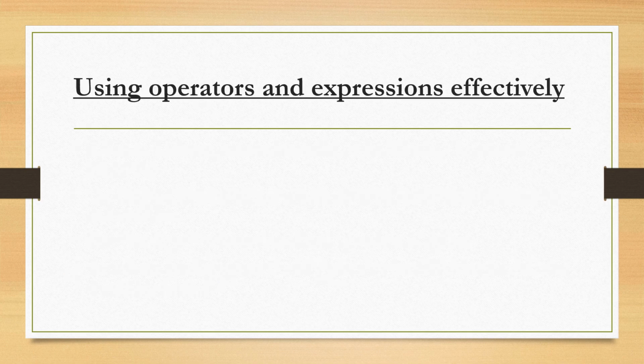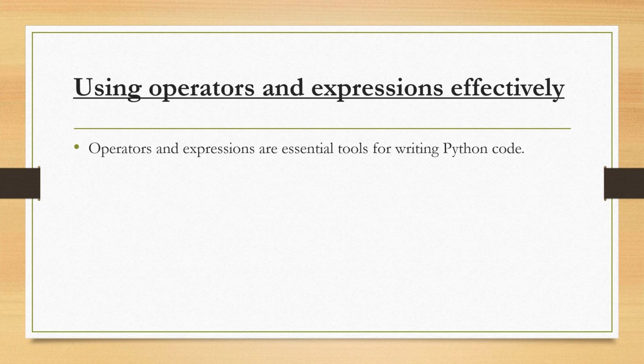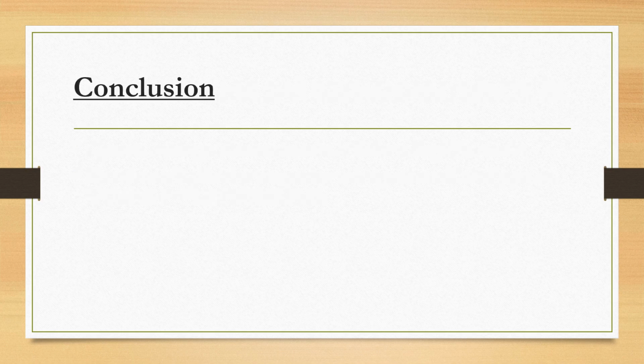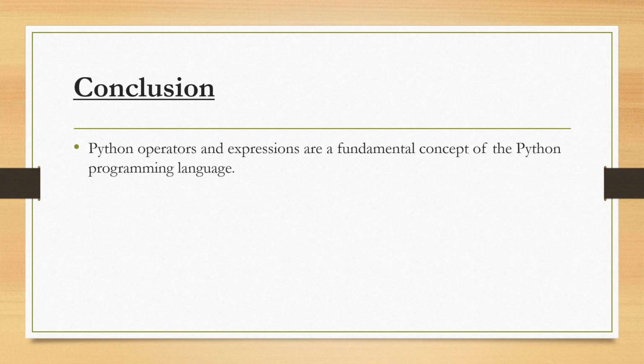Now at last we are going to see using operators and expressions effectively. Operators and expressions are essential tools for writing Python code. By understanding how to use them effectively, you can write more concise and efficient code. So this is all about this lecture. We have seen operators and expressions. There are different types of operators such as comparison, arithmetic, logical, and bitwise. Then we have seen expressions, and then the priority of each operator. We have covered all these things in our lecture.